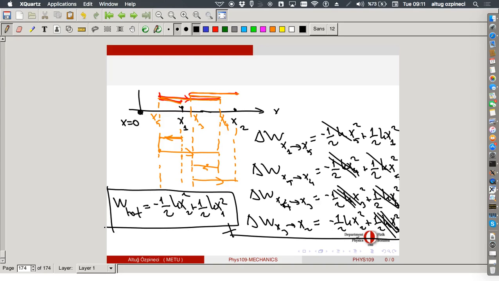You can imagine a much more complicated path. But the work done by the spring, this is an explicit demonstration that it doesn't depend on how we go from x1 to x2. In the first case, we just took a straight path from x1 to x2, and now we take a much more complicated path from x1 to x2. And in both cases, the total work done was always minus 1 over 2k x2 squared plus 1 over 2k x1 squared. This is the general property of the spring. You cannot say the same thing for, let's say, the friction.